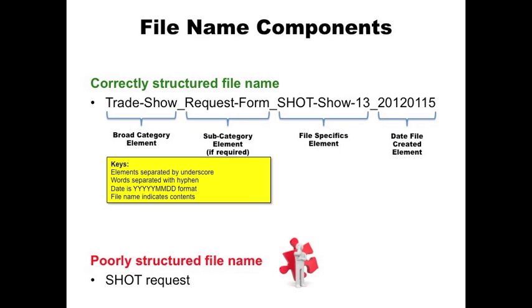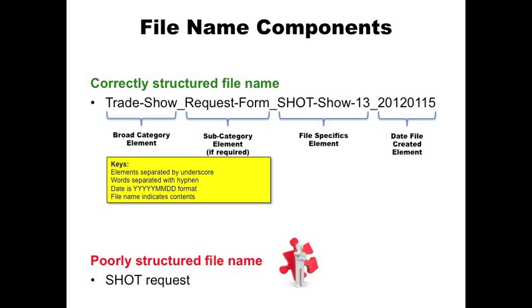What we have on the screen is what I believe is a correctly structured file name. Start with the broadest, most general category, generally related to a folder on the server, and you drill down, separating each component, each element by an underscore. When you get to the date component, always go with the year, then month, then date. This will allow it to sort properly.